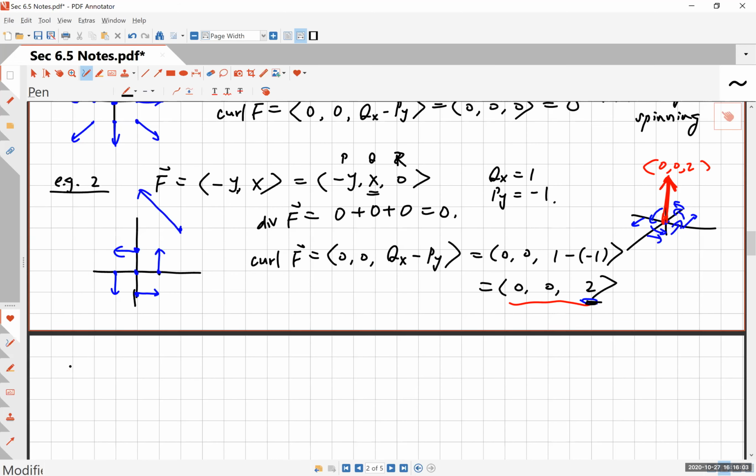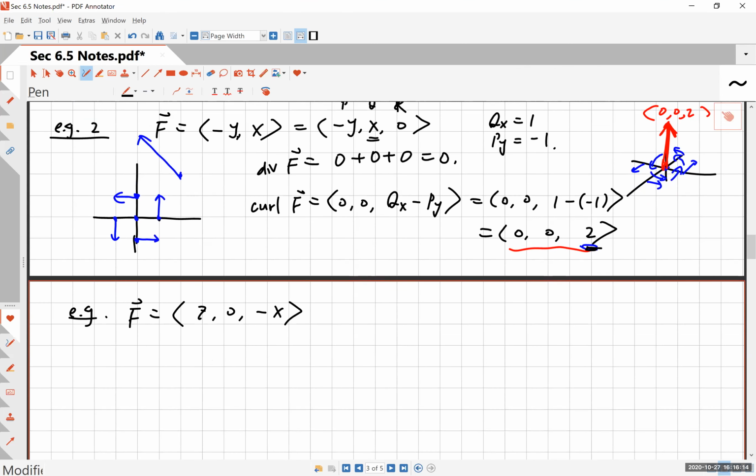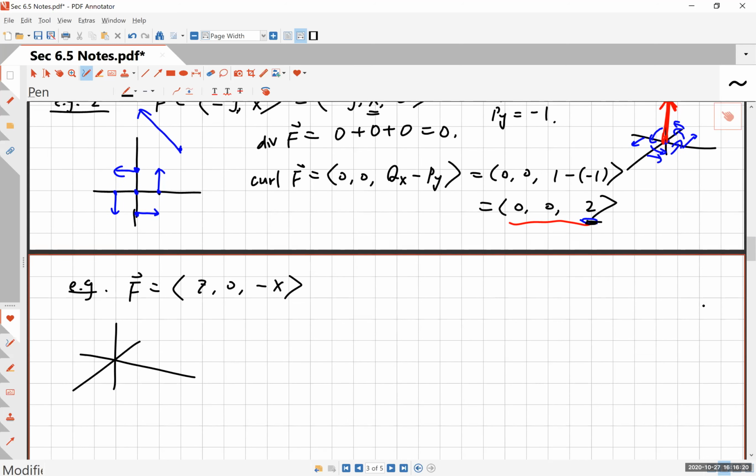Okay, and then here's another example. This time I'm going to give you a three-dimensional example. I will give you two more. z, 0, negative x. What in the world is this? Okay, let's picture this. By the way, this one is y-independent. There is no y in here. So I think maybe it's easier for you to describe this. Now, this is the point 0, 0, 1.